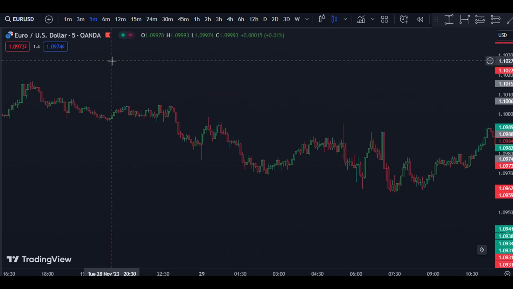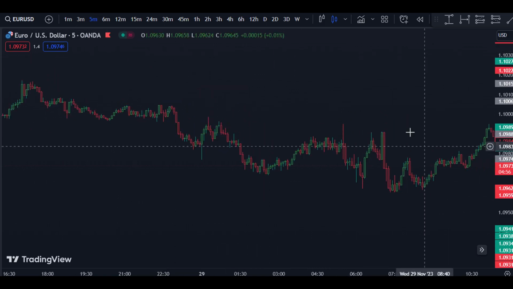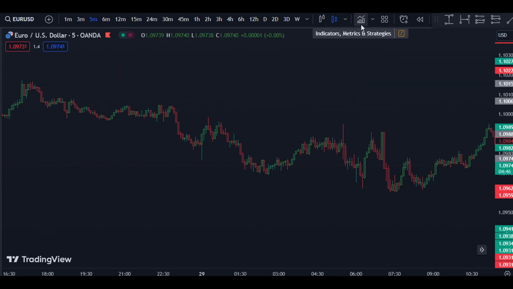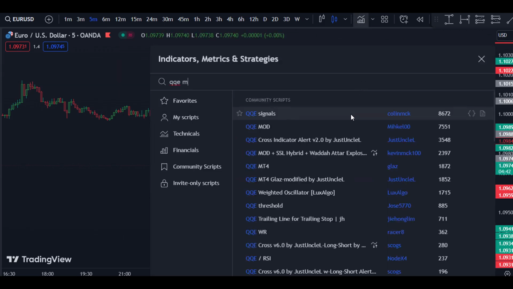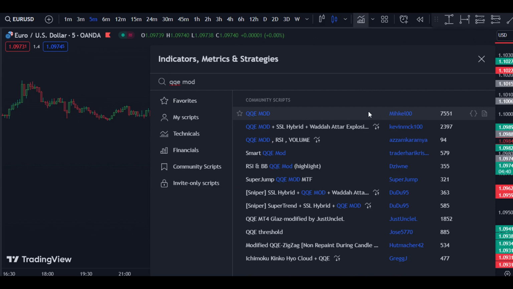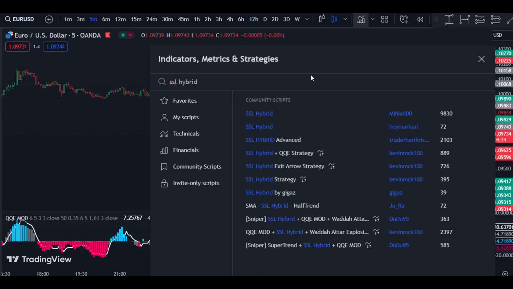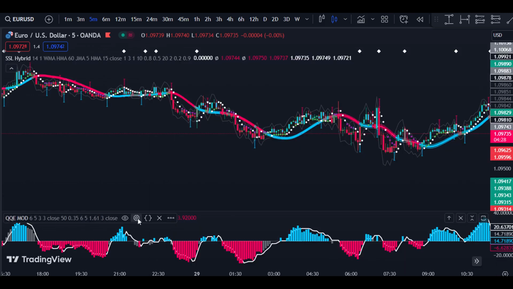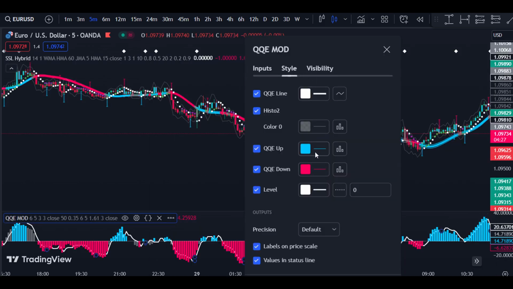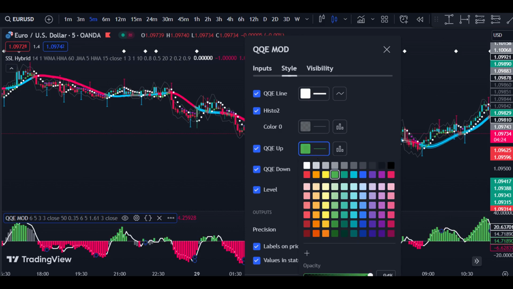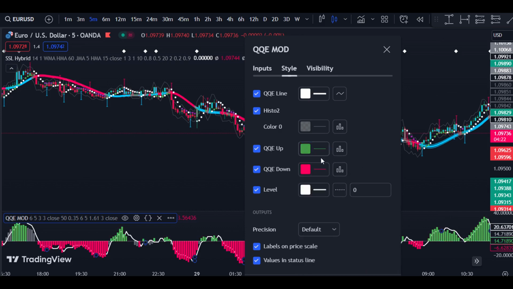So once we're on tradingview.com, we're going to make sure that we're on the 5-minute time frame. Next, go on over to indicators. The first indicator that we're going to use is the QQE mod. We're going to click on the very first one. The second indicator that we're going to be using is the SSL hybrid. It's also going to be the first one that you see. So for the QQE mod, there's no input settings that you have to change, but I do like to change the colors so that they're a little bit easier for me to read.